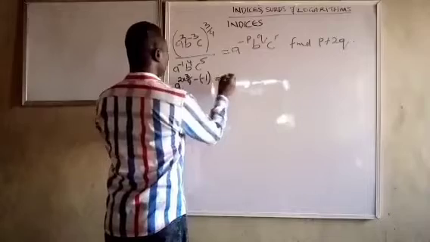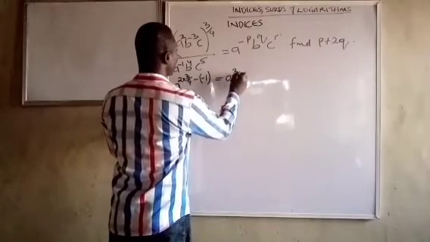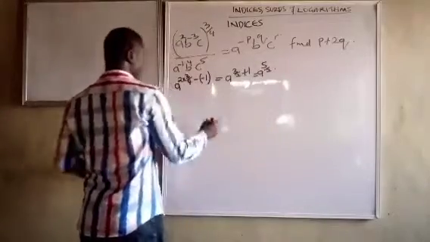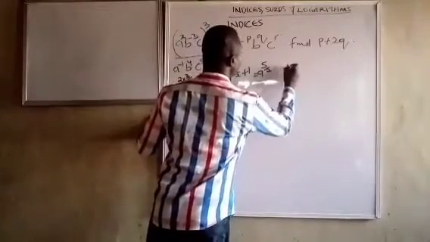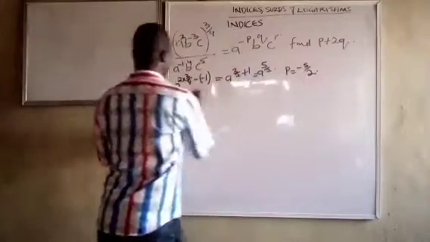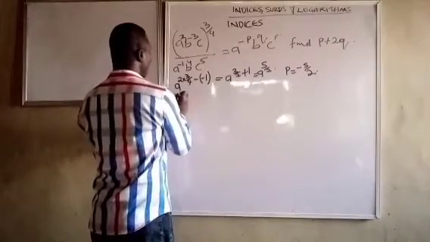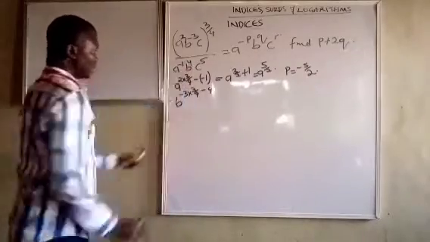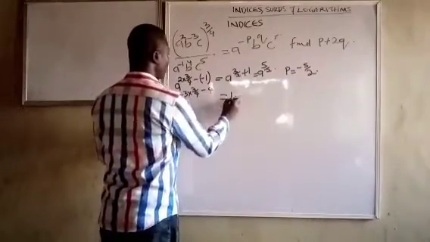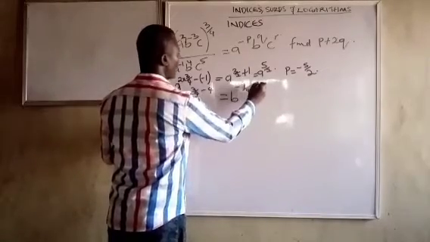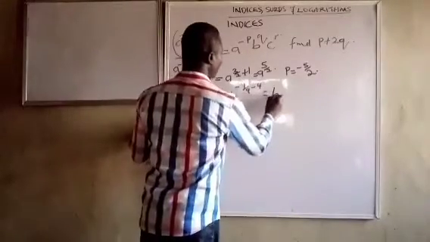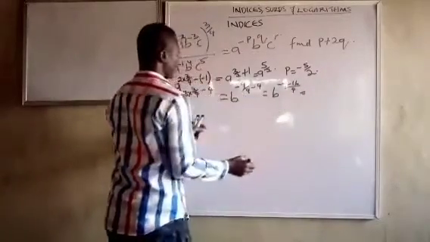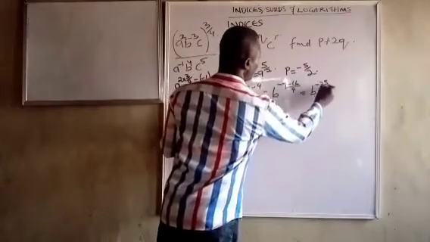What does that give us? A raised to power 3 over 2 plus 1, which is 5 over 2, a raised to power 5 over 2. That's our minus p. So p is equal to minus 5 over 2. Now for our q, we have b raised to power minus 3 times 3 over 4 minus 4. You can see the power. So it's going to give us b raised to power minus 9 over 4 minus 4, which is b raised to power minus 9 minus 16 over 4, which is b raised to power minus 25 over 4.